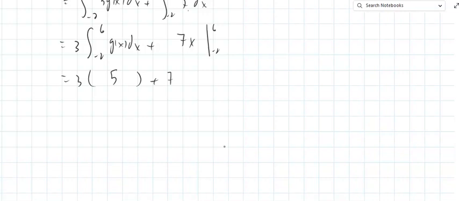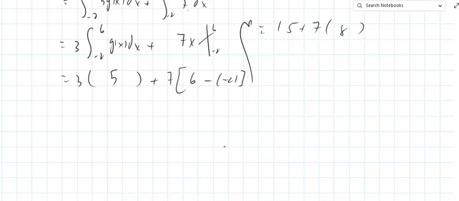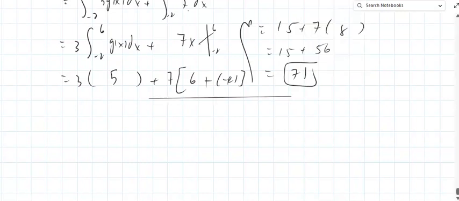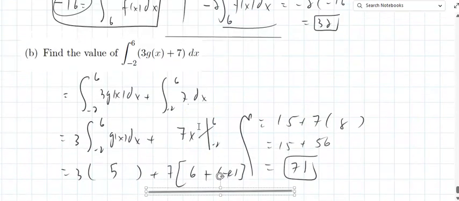And isn't that 7 times 6 minus a -2? Wouldn't that be 15 plus 7 times 8? 15 plus, what is that? 56. 71. If I made any error in calculation, don't be alarmed. I do that sometimes. Just worry about the setup of the problems and how they work.